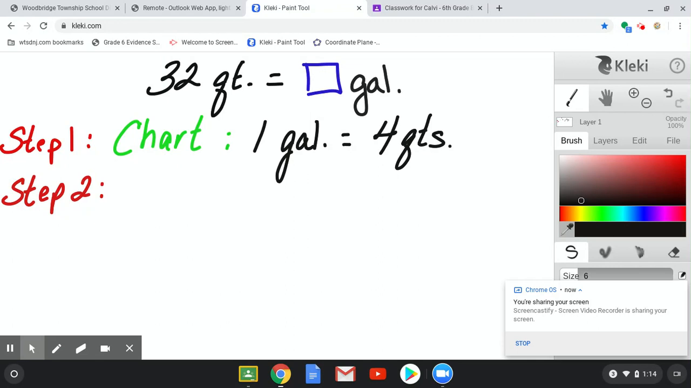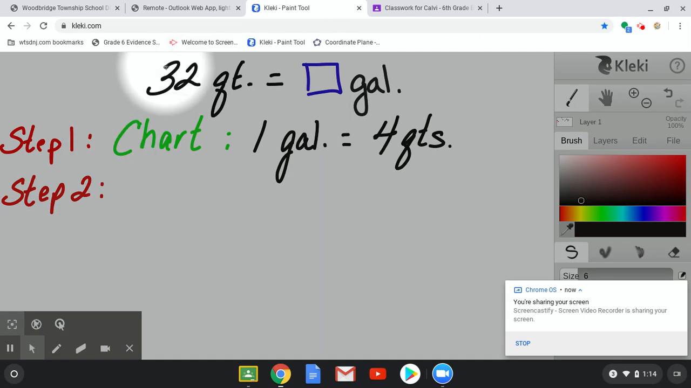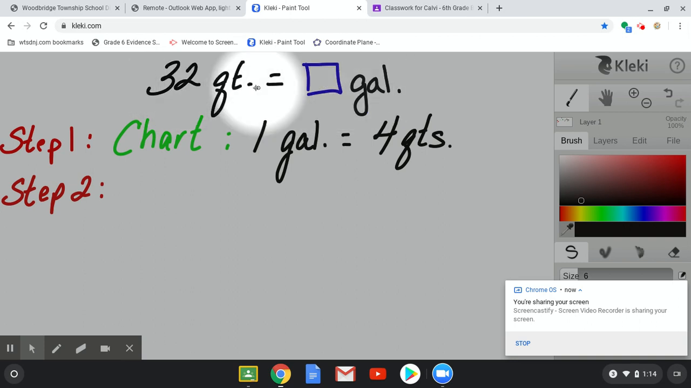So if you are following along in the textbook, this would be similar to example 2. Now, if you notice here on my board, I have my problem. I'm looking to figure out 32 quarts is equal to how many gallons. So just like in the first video, we're going to have 4 steps.